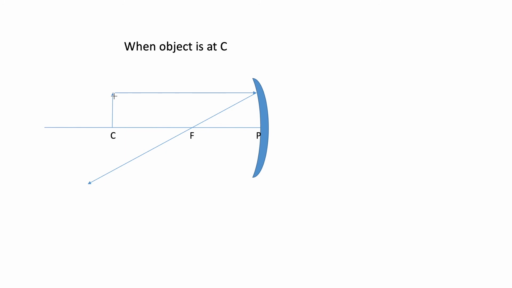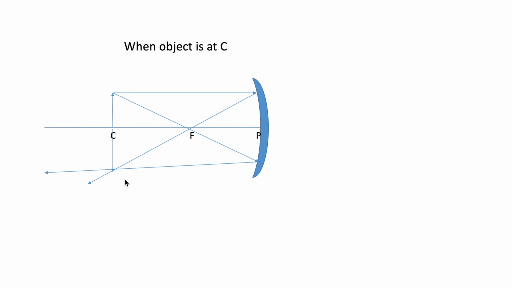Next ray I am drawing through the focus, then it will reflect back as parallel to the principal axis. If you want to choose the oblique ray, that is also possible. I am drawing through the focus. Then the reflected rays will be parallel to the principal axis. Okay, so here the reflected rays are meeting, and there we are getting the image.